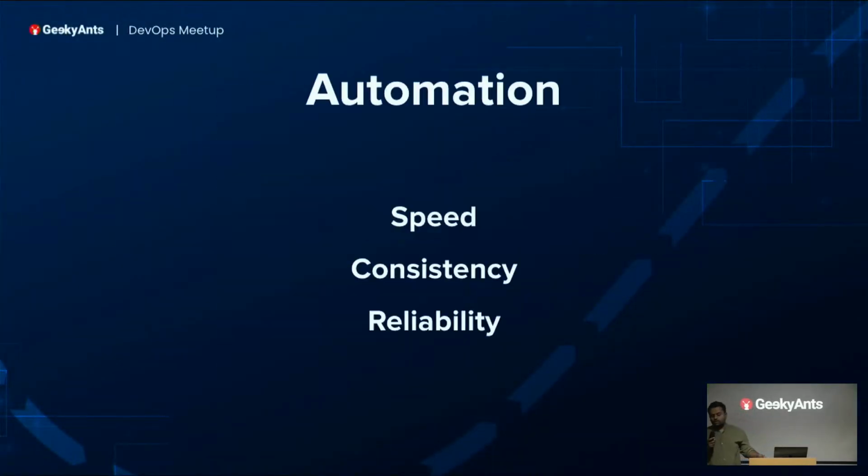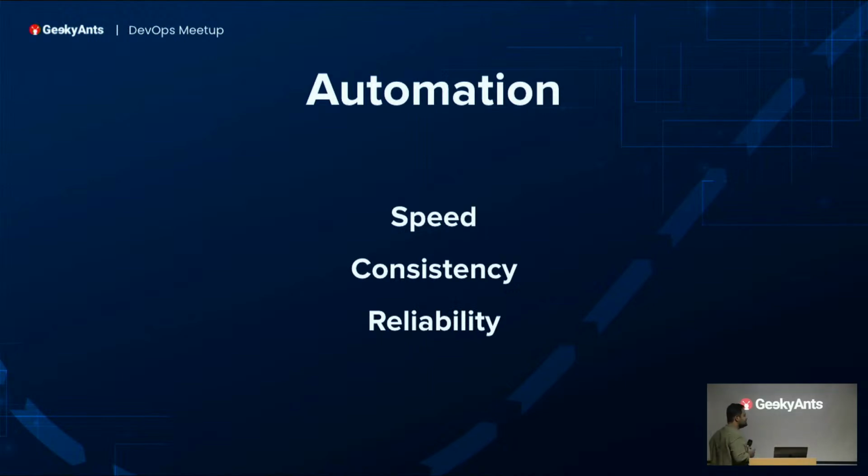So let's talk about automation. What is automation? When we say automation, what is the general thing that you can come up with? Anyone, a specific answer. When I say speed, what does speed denote in automation? Anyone? Exactly. Execution time, agility, right?